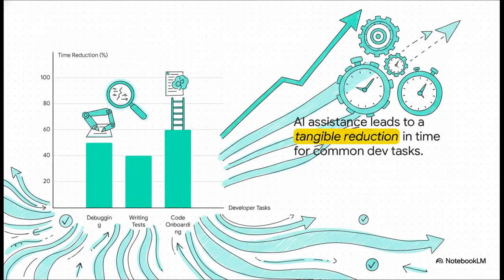And hey, this isn't just a feeling. The impact is totally measurable. By helping out with the really time-consuming stuff like debugging, writing tests, or just trying to understand a new codebase, developers are seeing a huge drop in the time it takes to get things done. This is a real, tangible speed boost to the whole development cycle.